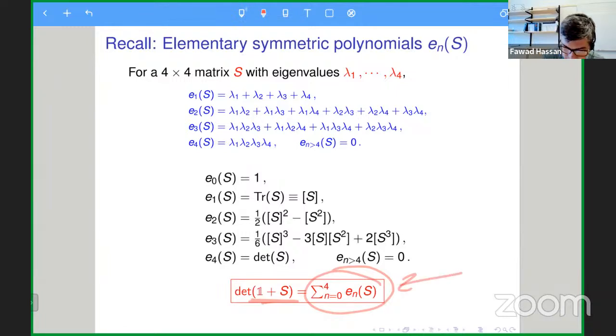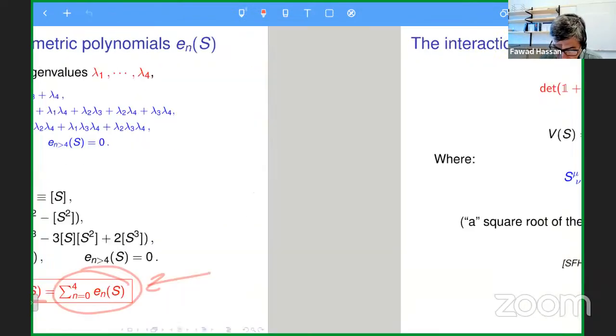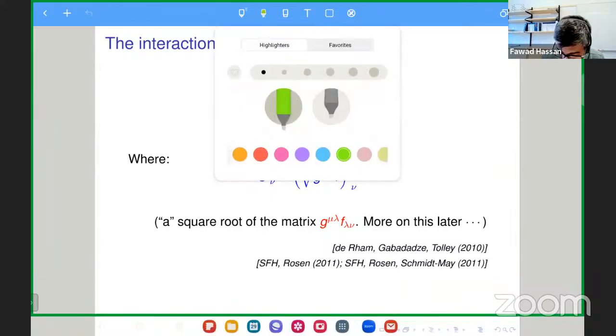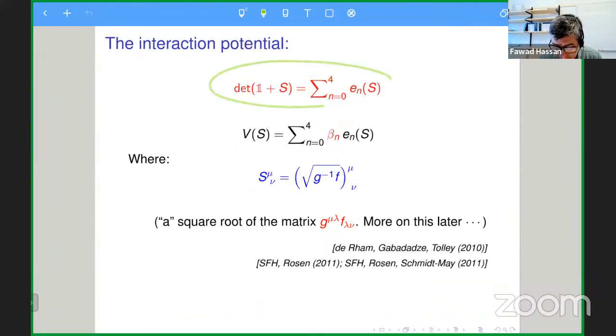So why are we emphasizing that here? For a very important reason. Look at this guy. This is the determinant of 1 plus S, the sum of elementary symmetric polynomials. Now, take a very similar sum, but put arbitrary coefficients in front of the elementary symmetric polynomials. The claim is that this is your potential. So your potential has this form. It's just the sum of elementary symmetric polynomials of a matrix S with arbitrary coefficients.